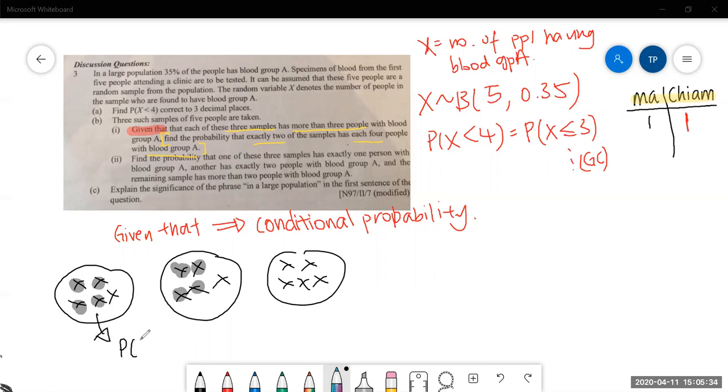We want to find the probability of X equals 4, when there are 4 people. So we want to find the probability of X equals 4. We can find that from here, using this distribution. Can someone find it for me first using the GC, using these parameters?